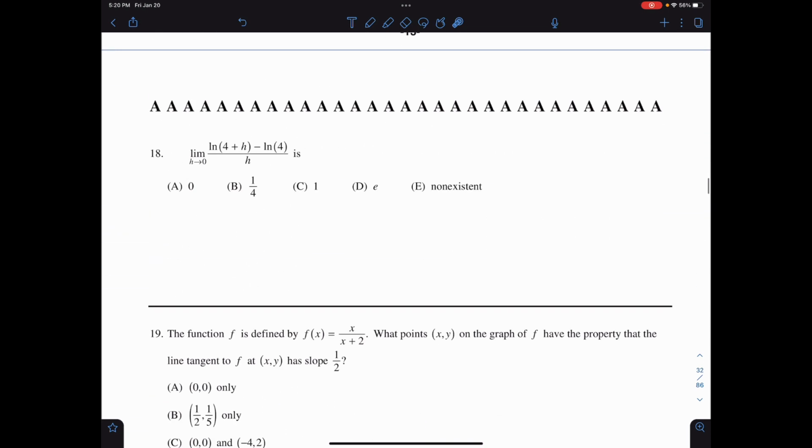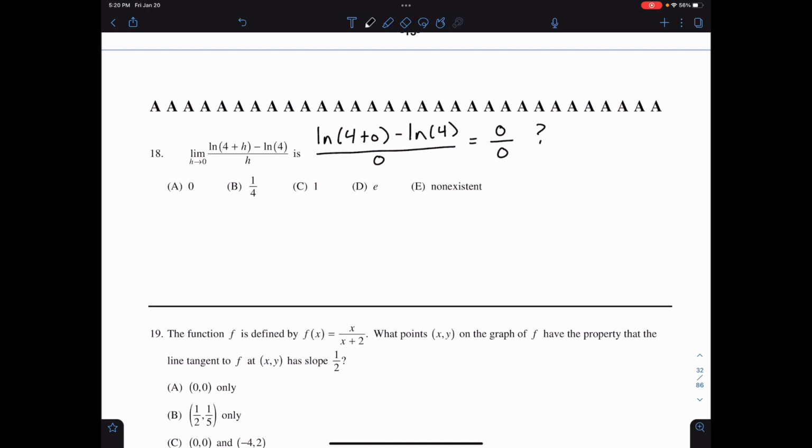On to 18. So we have the limit as h approaches 0 of ln of 4 plus h minus ln of 4 all over h. So when we do these limits, the first thing we do is plug in the limit that we're approaching, which is 0. So we have ln of 4 plus 0 minus ln of 4 all over 0. So this comes out to be ln of 4 minus ln of 4, which is 0, all over 0. Huh. So what do we do here?